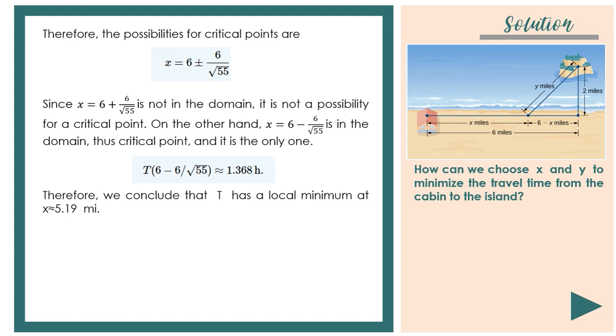So, if we substitute this aton nga answer, we will have the answer. So, hindi ta na pag-i-detalye again, but you can solve on your own. So, since this is just a supplementary video, we will have t is equal to 1.368 nga hour. So, therefore, we conclude that T has a local minimum at x is equal to 5.19 miles.